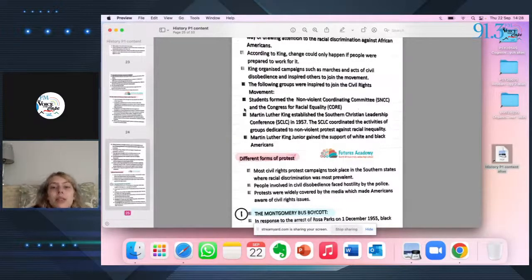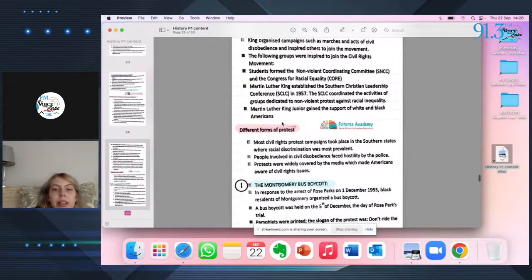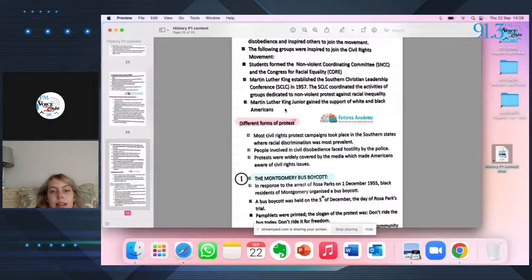So students formed the Student Nonviolent Coordinating Committee, SNCC, and the Congress for Racial Equality, CORE. Martin Luther King established the Southern Christian Leadership Conference, SCLC, in 1957, and the SCLC coordinated the activities of the groups that were dedicated to nonviolent protest against racial inequality. Martin Luther King Jr. gained the support of Black and white Americans.